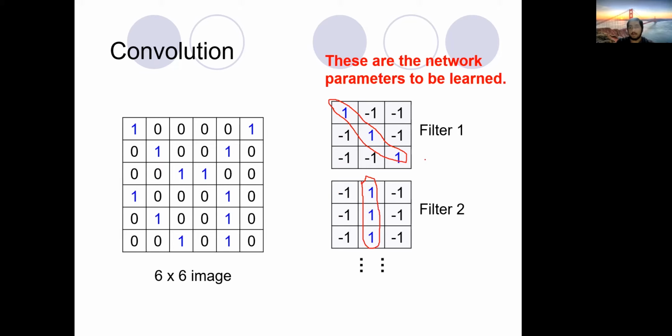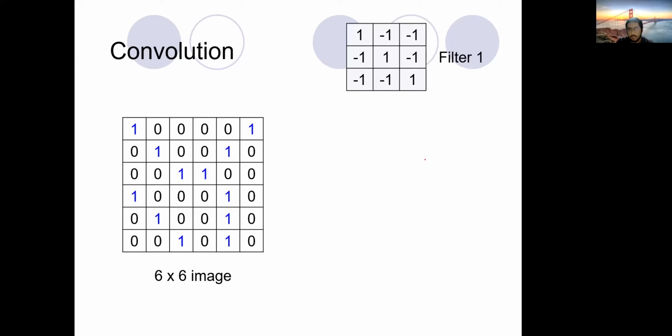But yeah, so let's look at what happens if we have this 3 by 3 matrix and we compute the dot product of this 3 by 3 matrix when it's essentially on top of it, right? So let's try to compute the dot product of this.